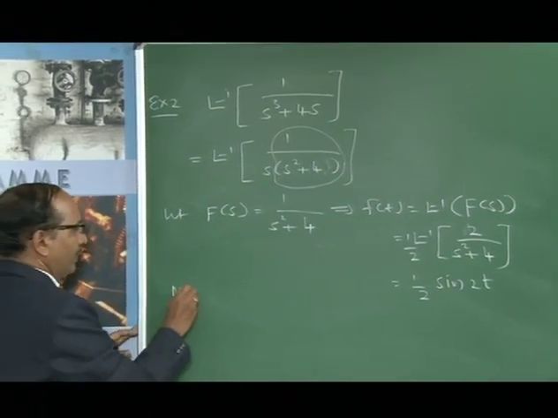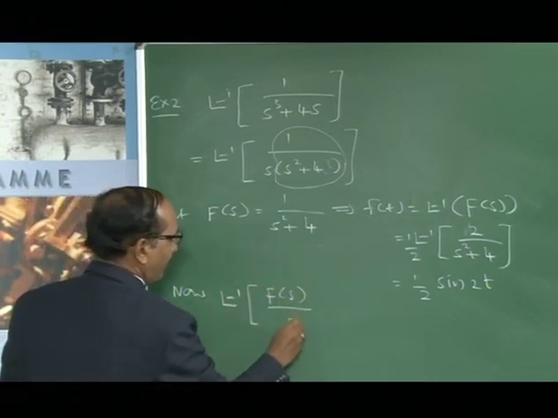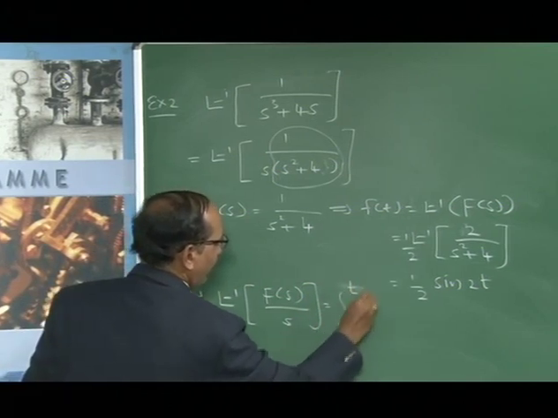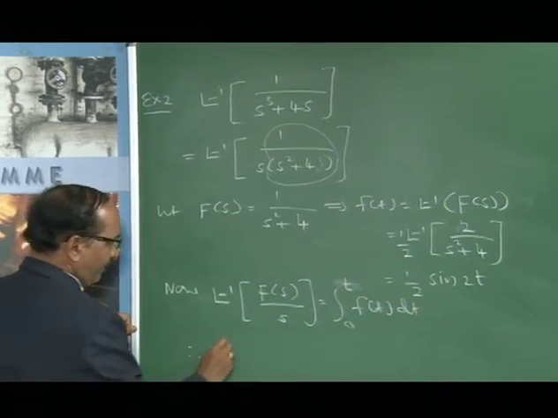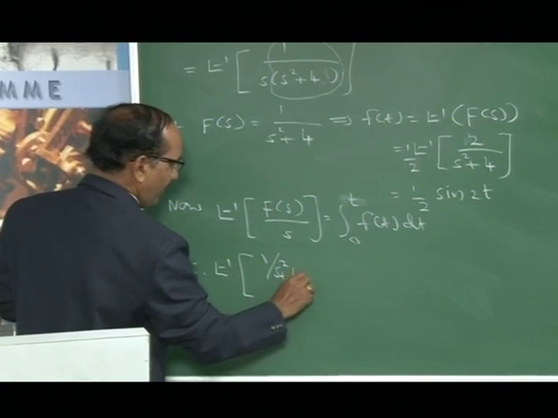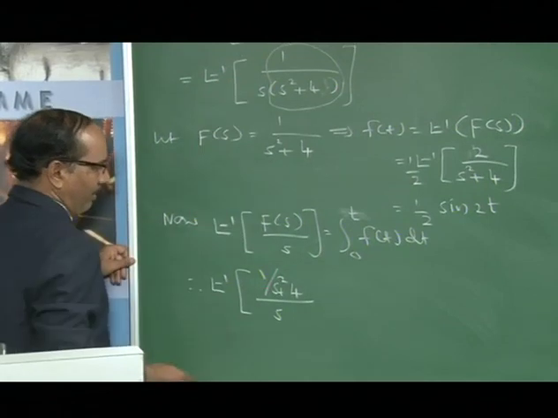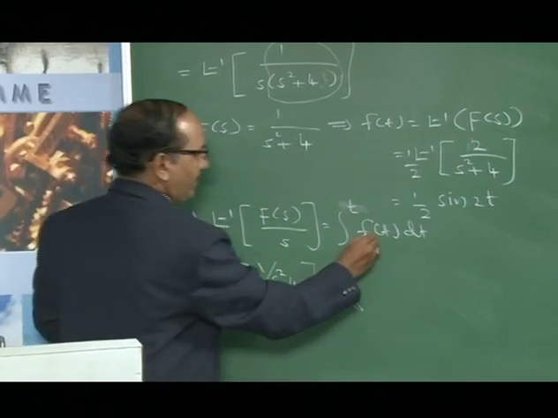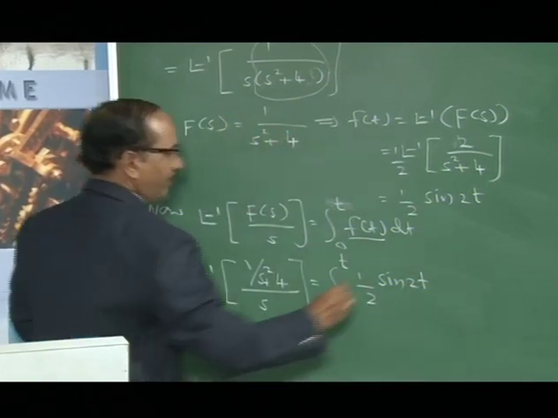Now, using the formula, L inverse of f of s divided by s is equal to the integration from 0 to t of f of t dt. Therefore, L inverse of f of s we considered 1 divided by s square plus 4, divided by s, combining these two, that is the main problem, is equal to integral 0 to t, f of t is obtained already, 1 upon 2 sin 2t dt.